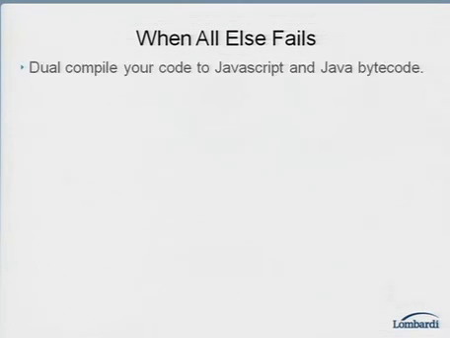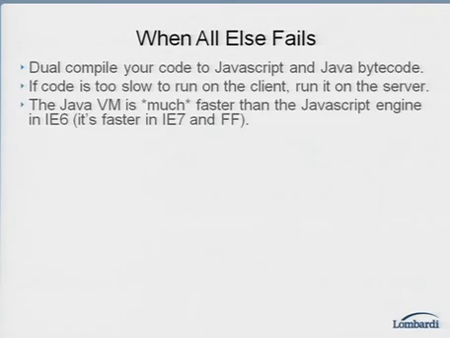Well, fortunately, there is something unique to GWT that we can't get from anything else. We can dual compile our code into both Java and JavaScript. If the client is too slow, run it on the server. You're going to find that the Java VM is much faster than the JavaScript engine, particularly in IE6. We find that the difference can range anywhere from 10 to 100 times faster running in the Java VM. So now we need to decide, are we going to run on the client, or are we going to run on the server?